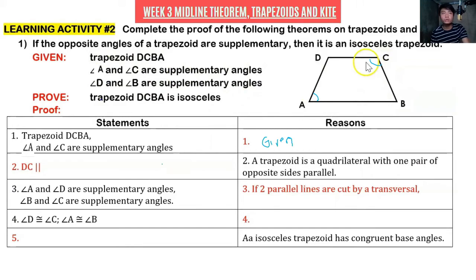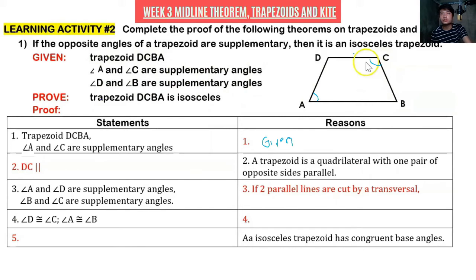So number 2, ang nawawala naman ay statement. So tayo naman ang magsusupply. So DC is parallel to blank. So anong reason? A trapezoid is quadrilateral with one pair of opposite side parallel. So si DC, nasan ba si DC?